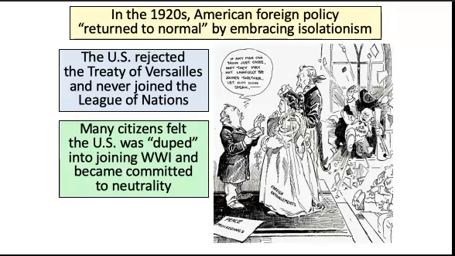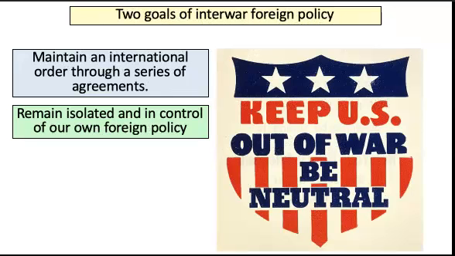Now, generally speaking, there were two goals of our interwar foreign policy. The number one goal was to maintain an international order through a series of agreements, but a series of agreements that we would control, not one that would be controlled for us through the League of Nations. And secondly, to remain isolated and in control of our own foreign policy.